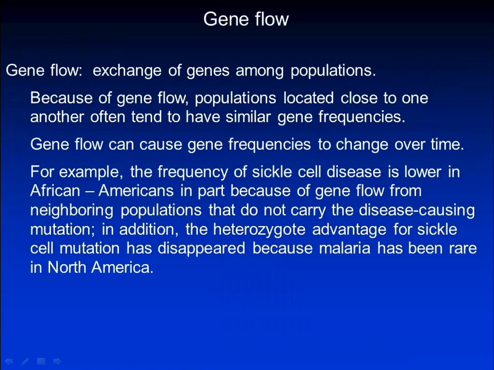Gene flow refers to exchange of genes among populations. Because of gene flow, populations located close to one another often tend to have similar gene frequencies. For example, frequency of sickle cell disease is lower in African Americans, in part because of gene flow from neighboring populations that do not carry disease-causing mutation. In addition, the heterozygote advantage for sickle cell mutation has disappeared because malaria has been rare in North America.